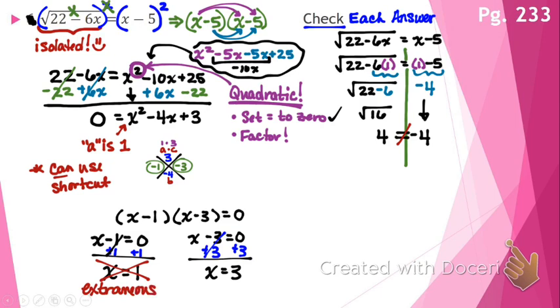Okay, so now we check our other one. What are we putting in for x this time? 3. Mia, where did I lose you, dear? Where did I lose you? I thought I heard you say you were confused. Oh, okay. Got it. My bad.